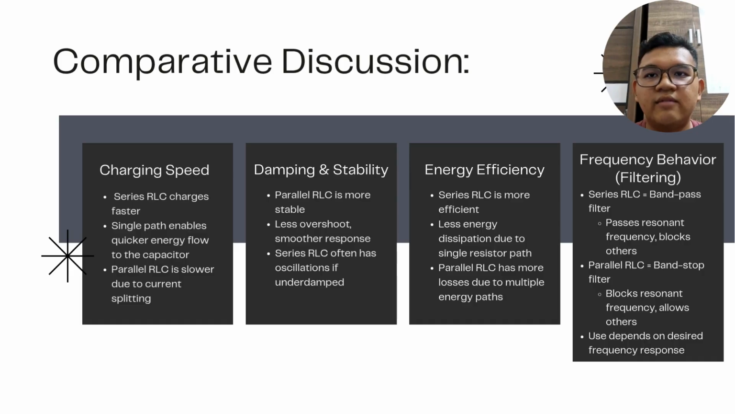Lastly, for filtering and frequency response, the series RLC acts as a band pass filter, allowing signals near its resonant frequency to pass. Meanwhile, the parallel RLC acts as a band stop or notch filter, blocking signals near resonance and passing others. So the choice between the two depends on whether we want to select or reject a frequency band. In summary, series RLC is better for faster charging and efficiency, while parallel RLC provides better damping and stability. Filtering performance depends on the application needed.